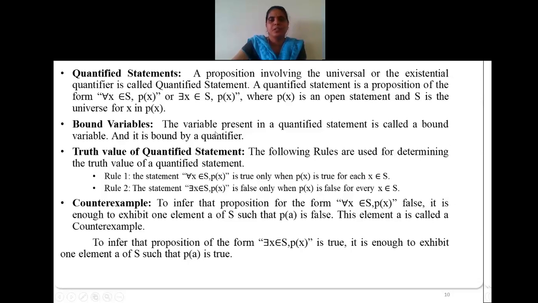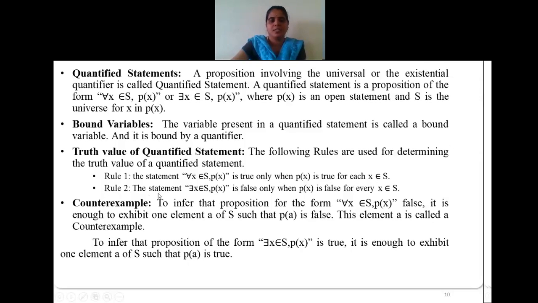Bound variable: the variables present in the quantified statement are called bound variables, and they are also said to be bound by the quantifiers. Truth value of a quantified statement: by following these rules we can identify the truth value of a given quantified statement. The first rule: the statement for all x belongs to S, P(x) is true only when P(x) is true for each x belongs to S. That means if there are 10 values, for all the 10 values P(x) should be true.